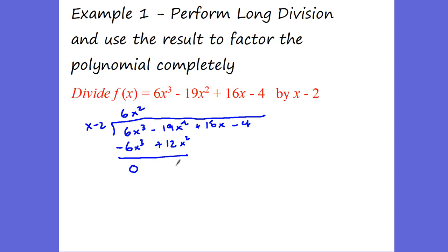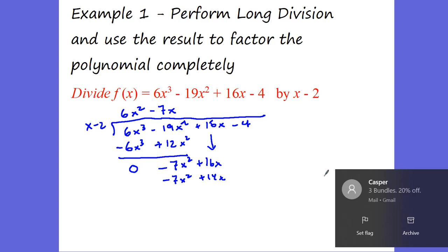That cancels it out, of course. That's what we're trying to do. And we're left with -7x^2. We're going to bring this down, plus 16x. Yes, this is just like elementary school, except you're using factors and polynomials. So how many times does x go into -7x^2? It is -7x. So we're going to multiply again. -7x times x is -7x^2. -7x times -2 is positive 14x.